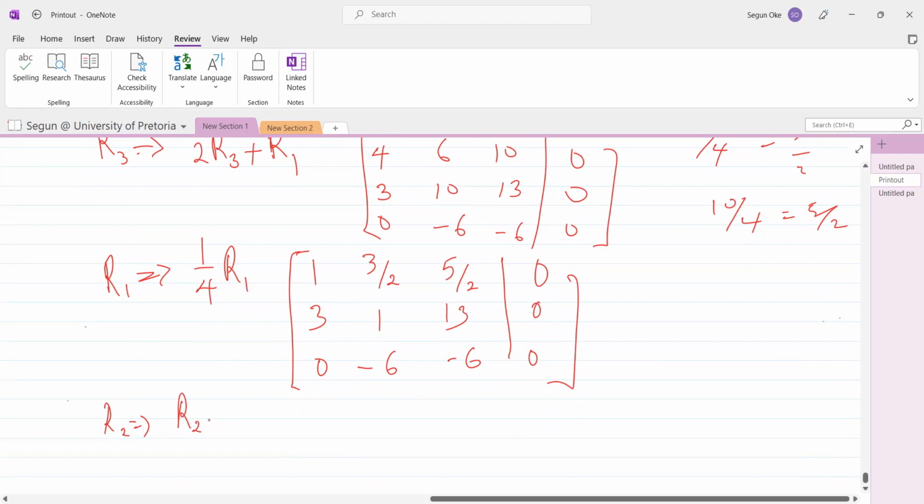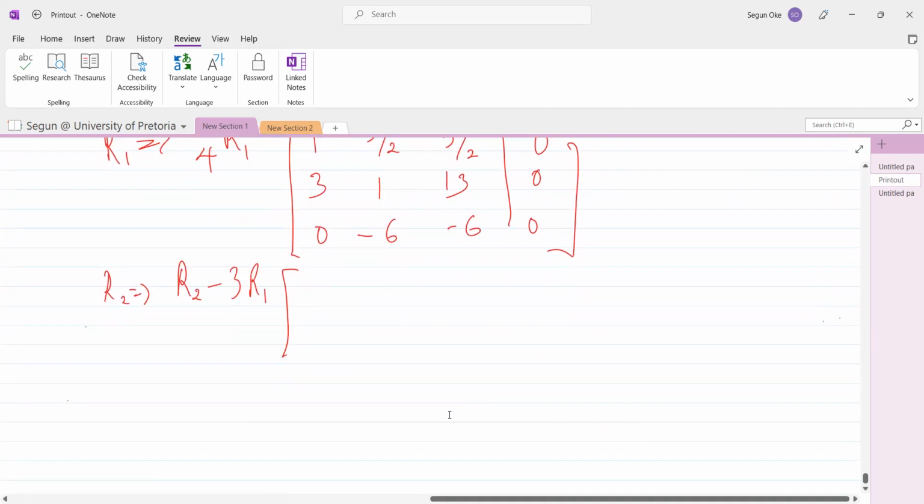I can say row 2 minus 3 row 1. I understand your plight, you are afraid of fractions. Yes, I will. That is it. But mind you, the more the values get bigger, the more you give yourself unnecessary headache too. So row 1 will remain the same at this point.